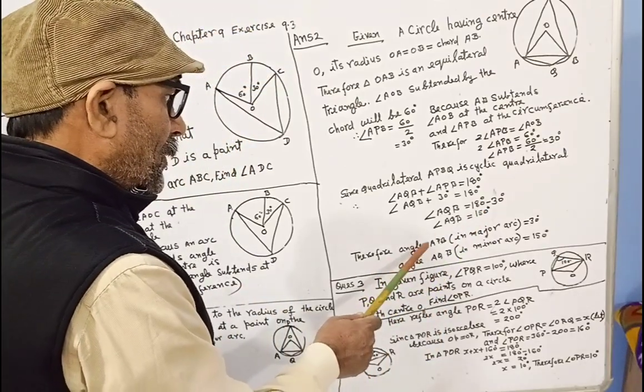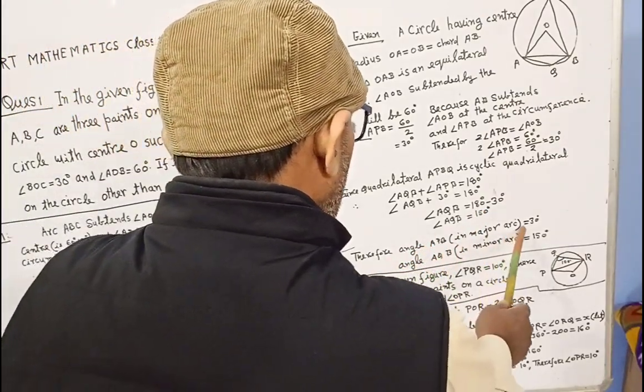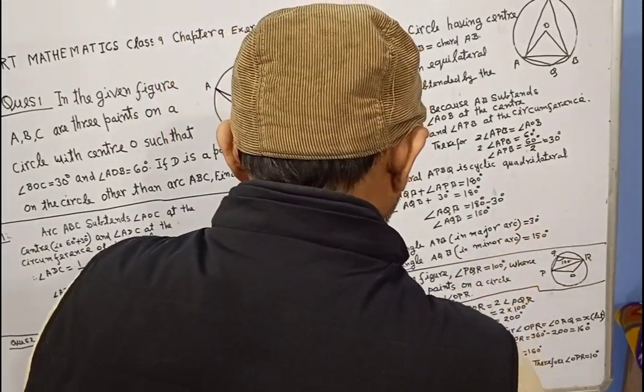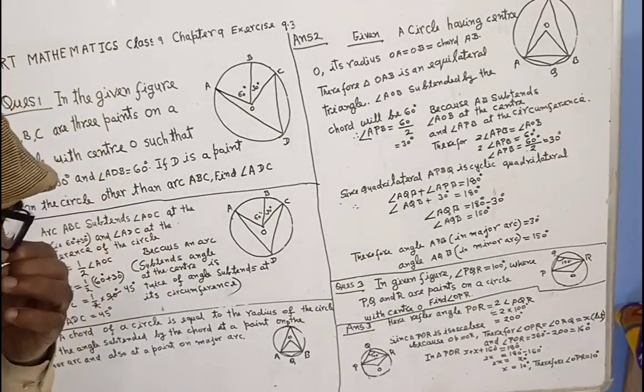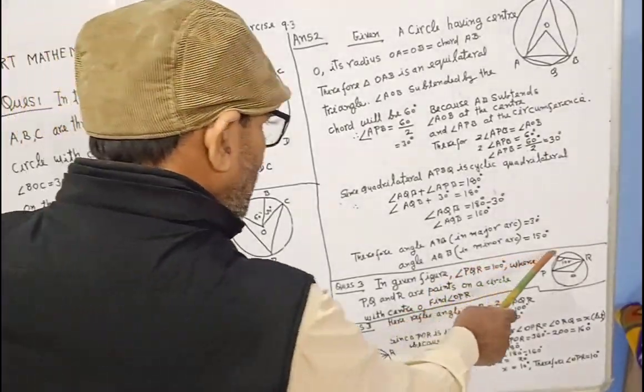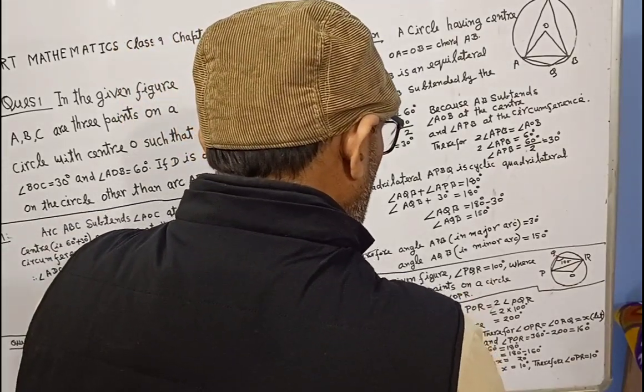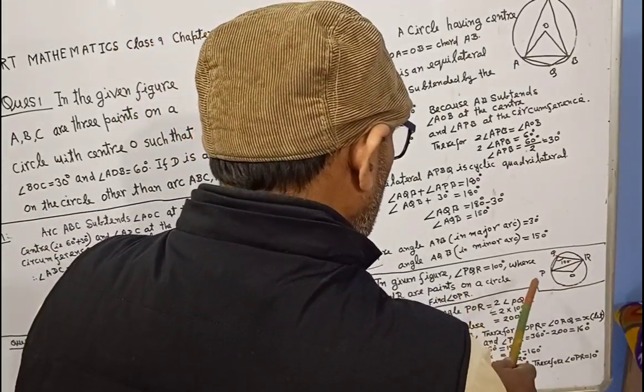Therefore, angle APB in the major arc is equal to 30 degrees. Angle AQB in the minor arc is equal to 150 degrees. Question 3. In the given figure, angle PQR is equal to 100, where P, Q and R are points on a circle with center O. Find angle OPR.